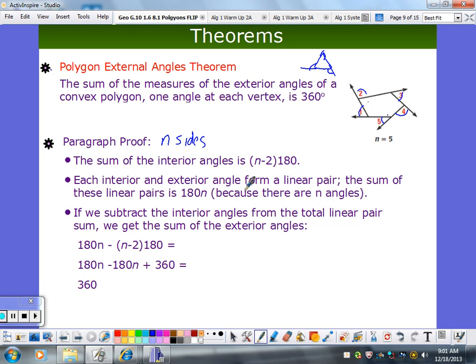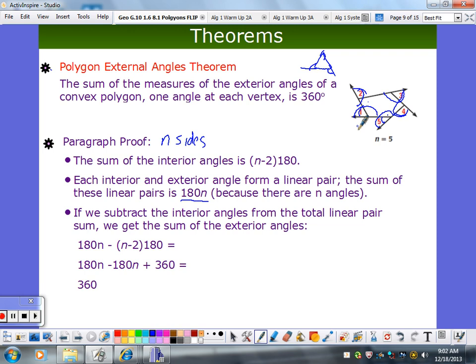Now, each interior and exterior angle is a linear pair. How many linear pairs do I have? 1, 2, 3, 4, 5, and that's 5 sides. If there are 100 sides, there are 100 linear pairs. So you have n linear pairs based on the number of sides. Each linear pair adds up to 180, so my linear pairs on an n-sided polygon are going to be 180 times n. That makes sense.